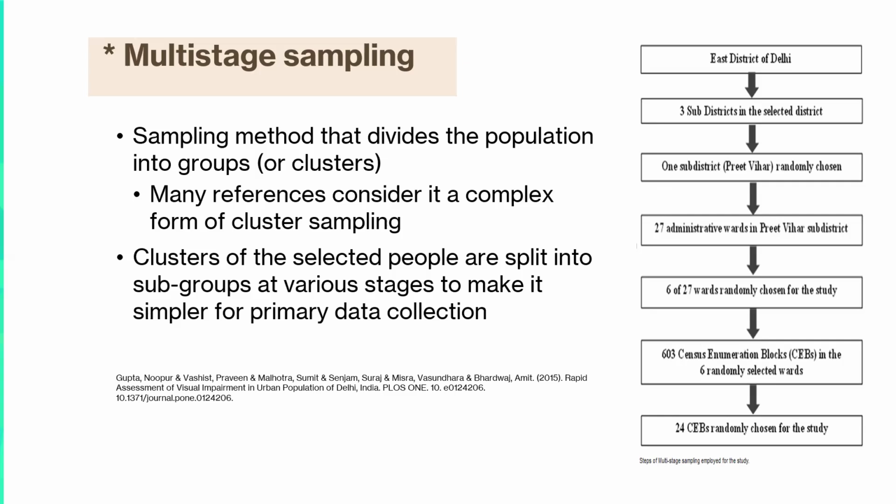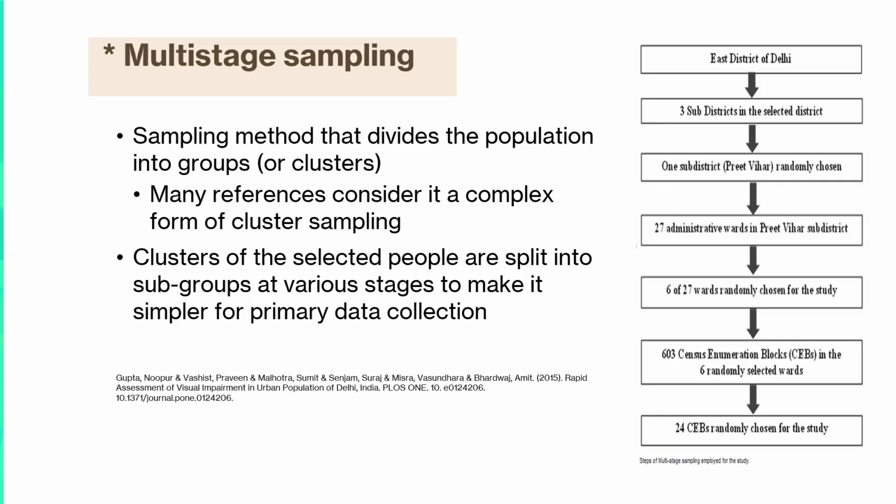So in the six wards randomly chosen for the study, they identified 600 census enumeration blocks. And out of those 600, they chose 24. So you see that they went through various stages. So random select, random select. So at the end, they chose clusters of blocks for the study. So this is an example of multi-stage sampling.